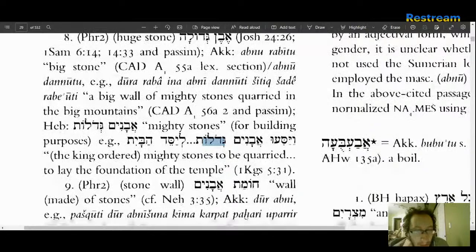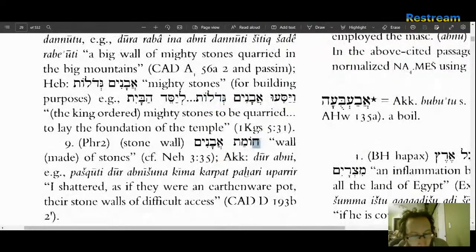Okay, stone wall. We have Hamat Abanim. So Hamat is wall of stones. No, excuse me. Hamat is wall. Abanim is stones. So Hamat Abanim is wall of stones. Akkadian, instead of Hamat for wall, used the word Dur for wall, but it's Dur Abani. So it has the same meaning, wall of stones.